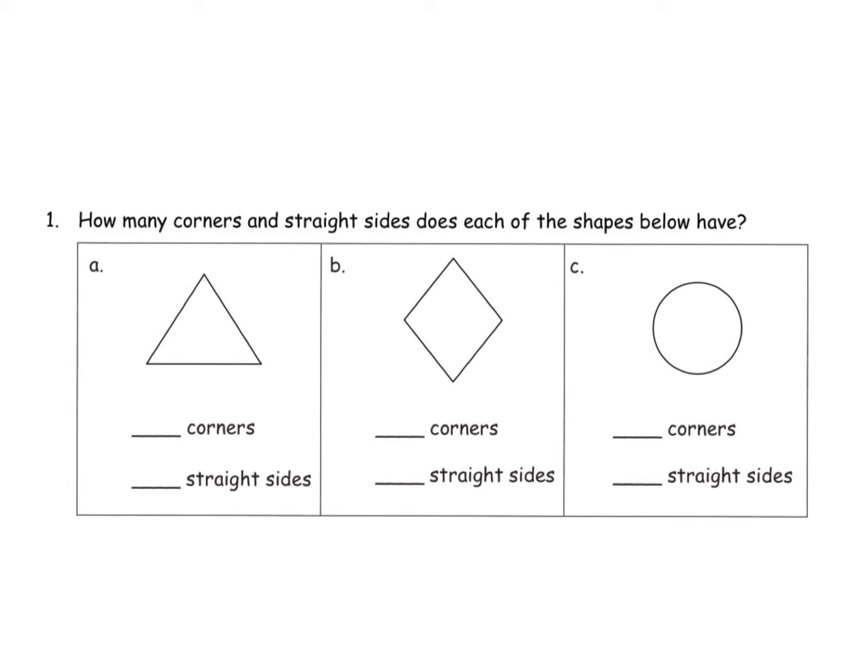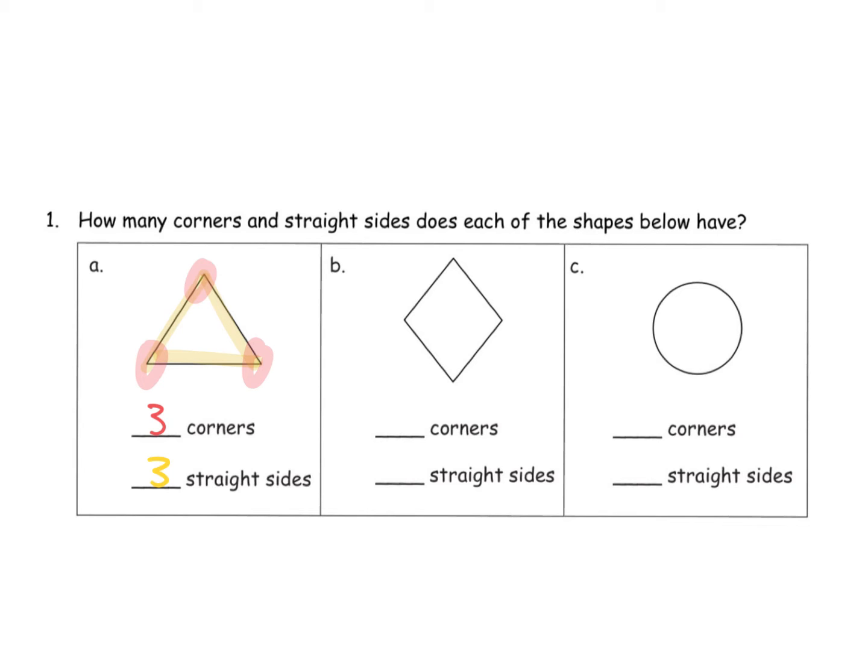The first example I'm going to work on with you guys today is how many corners and straight sides do each of the shapes below have. Now we can start by counting how many straight sides our triangle has. 1, 2, 3. So we have 3 straight sides. Now our 3 straight sides are going to create corners when they come together. So we have 1, 2, 3 corners. So we can write in here that we have 3 corners.